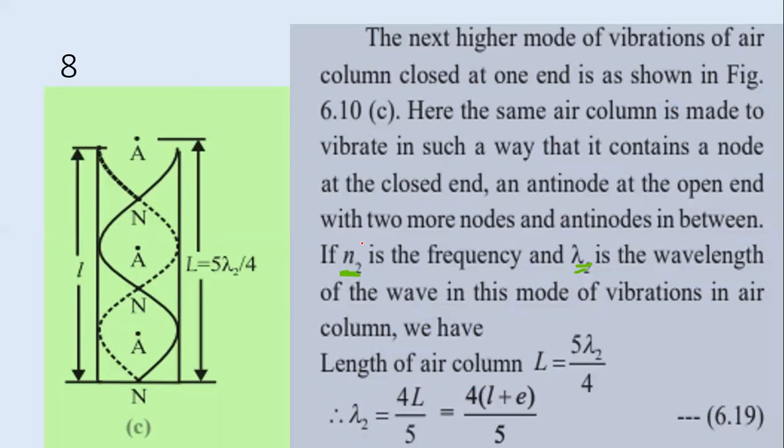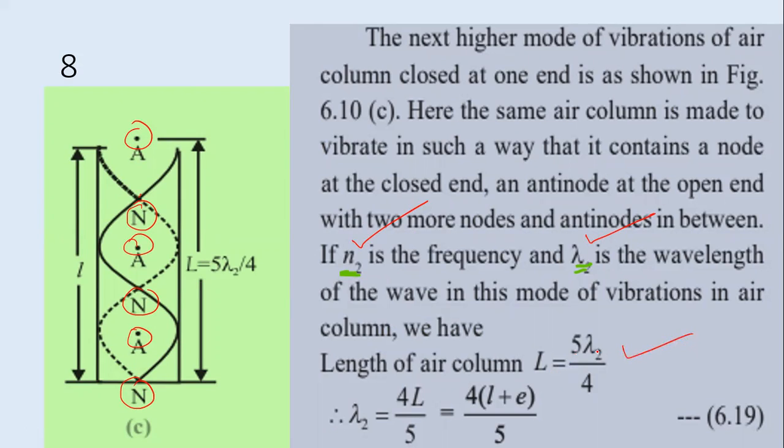In the next mode, the air column vibrates such that there are 3 antinodes and 3 nodes. Here, if n2 is the frequency and lambda 2 is the wavelength of the wave in this mode, then the length of the air column L is equal to 5 lambda 2 by 4.